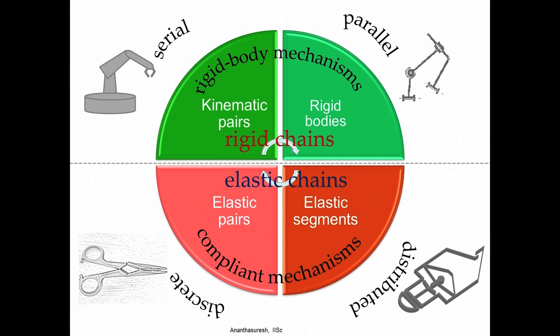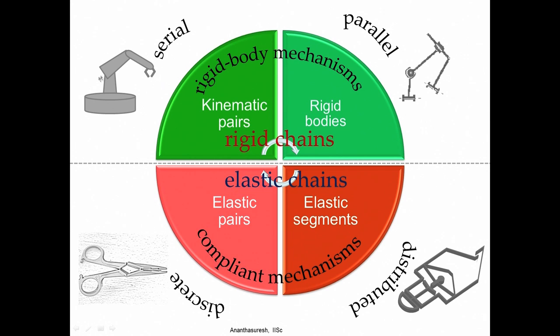So, we can look at mechanisms in general as rigid chains or elastic chains. Rigid chains will give us rigid body mechanisms, and the elastic chains will give us compliant mechanisms. This is the way we can compare and contrast traditional mechanisms without elastic deformation and those that are compliant mechanisms that have elastic deformation. Here we have kinematic pairs, which is the technical name for joints, or what we call kinematic joints. They are pairs because they connect a pair of bodies, and then those bodies are rigid bodies.